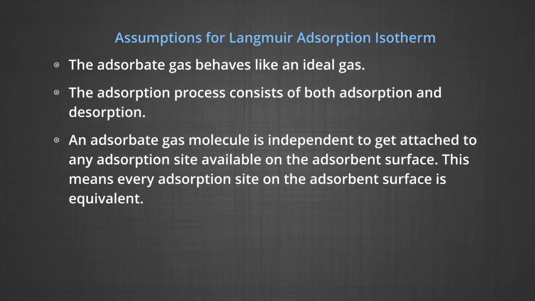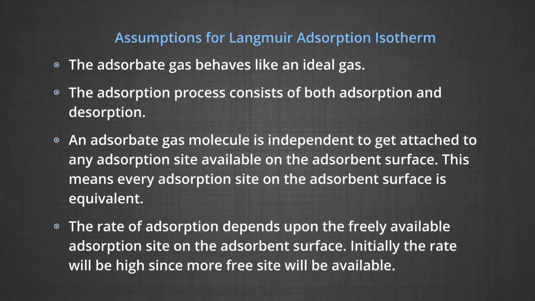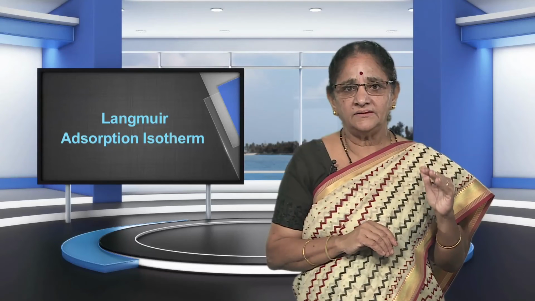Number 3, an adsorbate gas molecule is independent to get attached to any adsorption site available on the adsorbent surface. This means the adsorption sites on the adsorbent surface are equivalent. Number 4, the rate of adsorption depends upon the freely available adsorption sites on the adsorbent surface. Initially, the rate will be very high since more free sites will be available. The rate will decrease when more and more adsorption sites get occupied by the adsorbate.